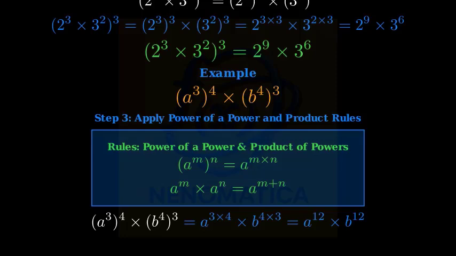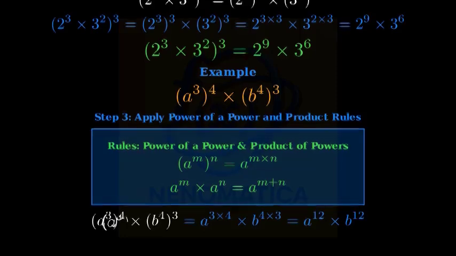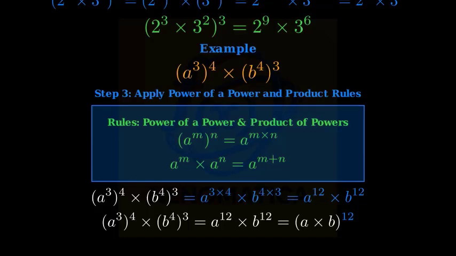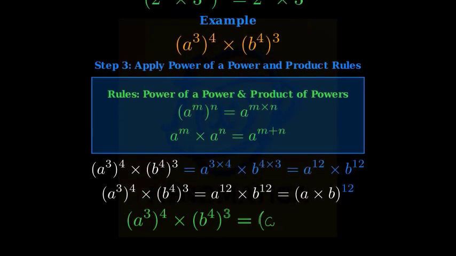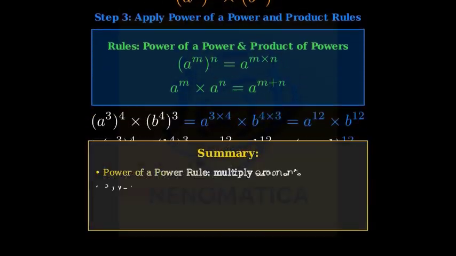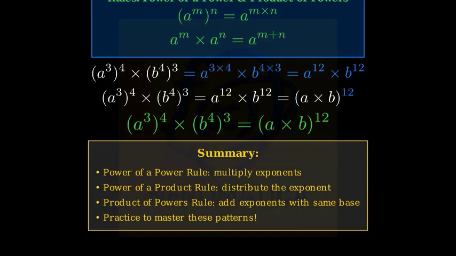Since the exponents are the same, we can use the product rule to write this as a times b raised to the power of 12. Therefore, our final answer is a times b all raised to the power of 12. Let's summarize what we learned in this lesson. We use the power of a power rule to multiply exponents when a power is raised to another power. We applied the power of a product rule to distribute an exponent over a product, and we combined powers with the same base using the product of powers rule.